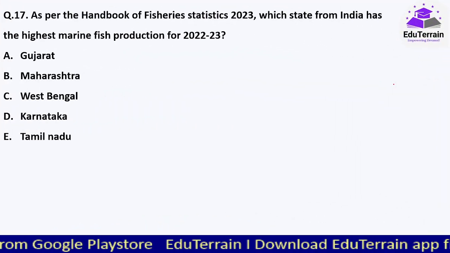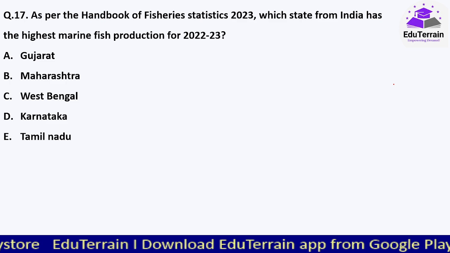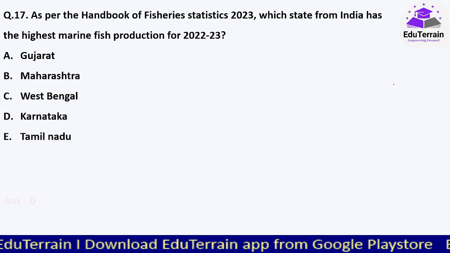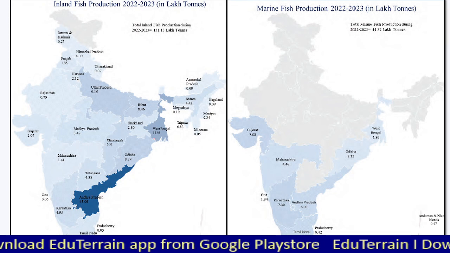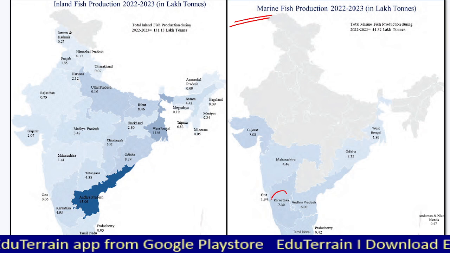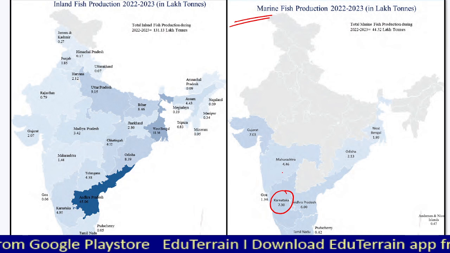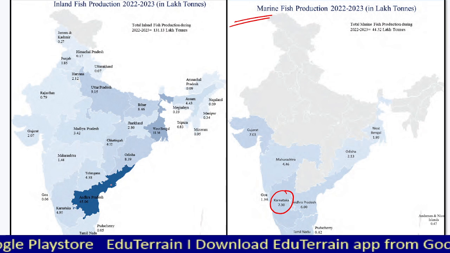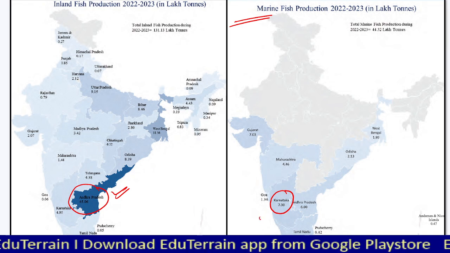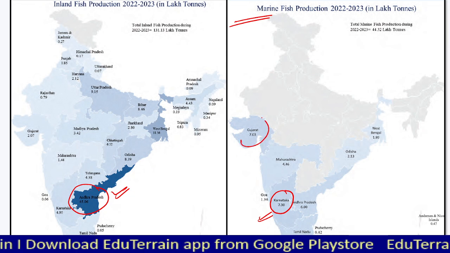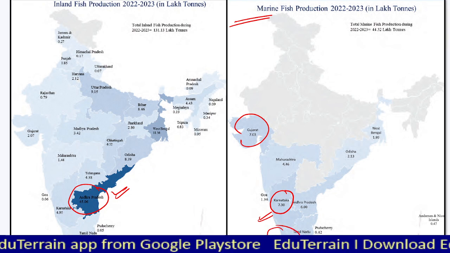Okay, now as per the same Handbook of Fishery Statistics 2023, which state of India has the highest marine fish production for 2022-23? It is Karnataka, as you can see here with 7.3, in lakh tons. And if we look at inland fish production, it is Andhra Pradesh which tops. After Karnataka, next comes our Gujarat with 7.03. After that comes Kerala with 6.91.